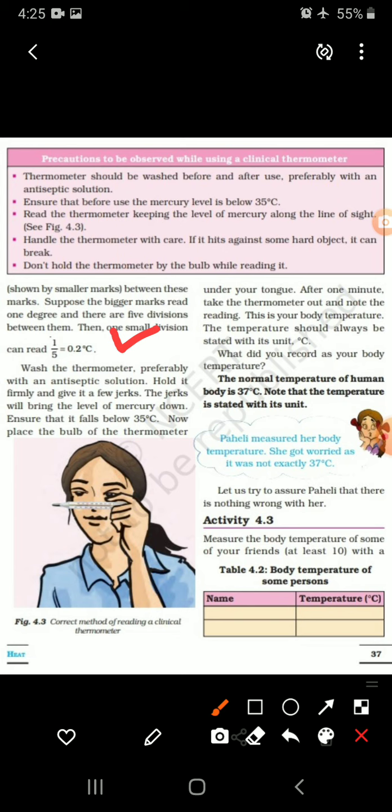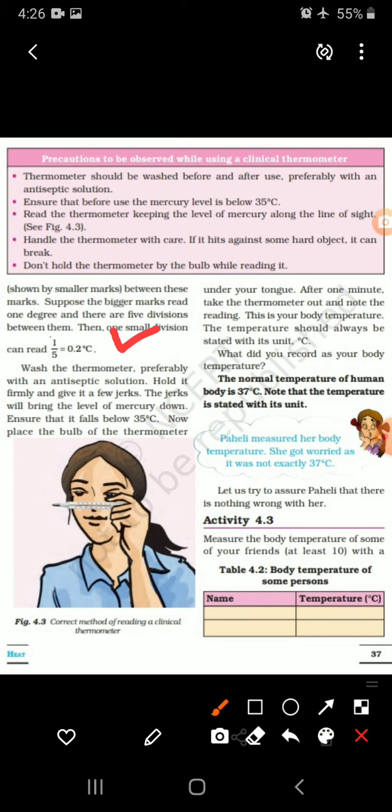The normal temperature of human body is 37 degree centigrade. Note that the temperature is stated with its unit. It's always in degree centigrade. Temperature is measured in 3 units: degree centigrade, Fahrenheit, and Kelvin. There are 3 measuring units.